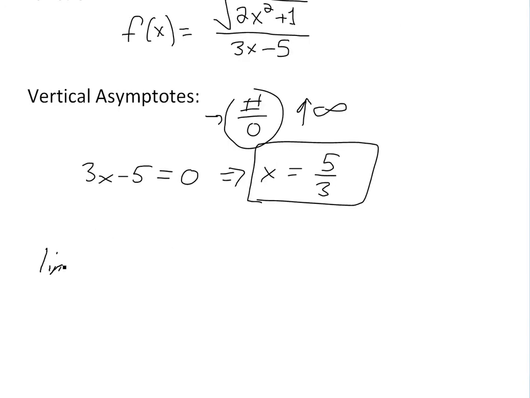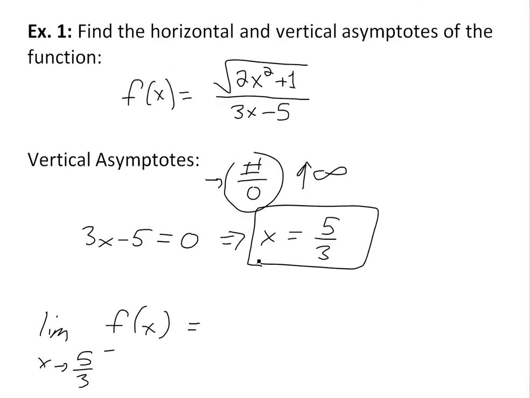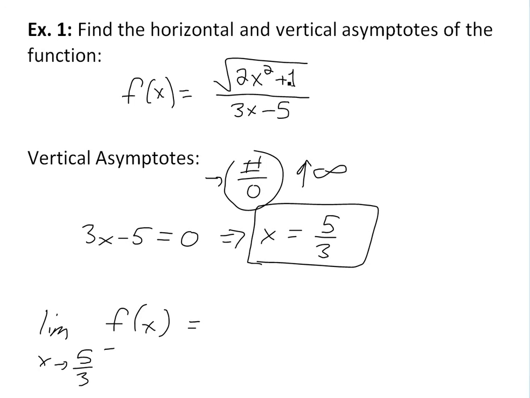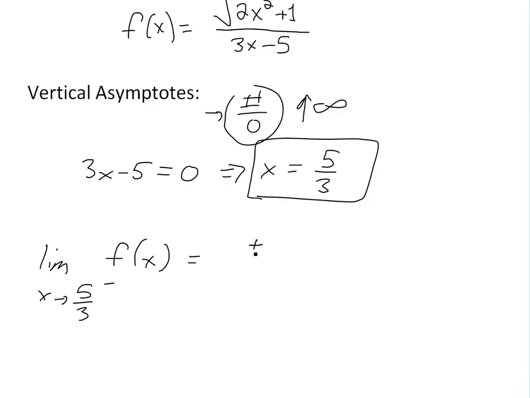So we have to look at the limit as x approaches 5 over 3 from the left side of f of x, and then also from the right side. Let's go over this one first. We put this negative, meaning from the left side. When we look at the top part, 2x squared plus 1 is always going to be positive. Any number you put in x squared becomes positive. The square root is still going to be positive. So we're going to have a positive number divided by, well, let's look at how the bottom is affected.